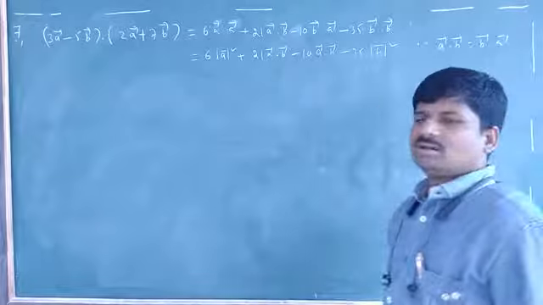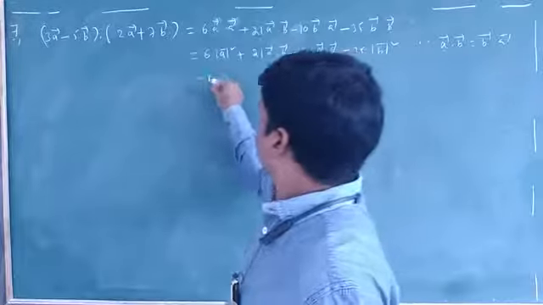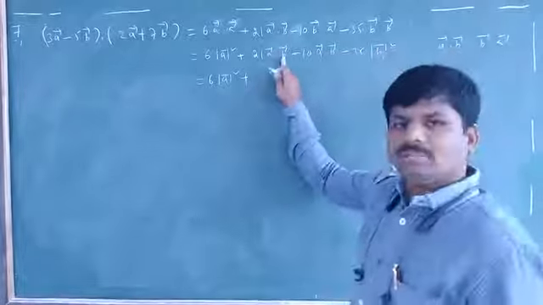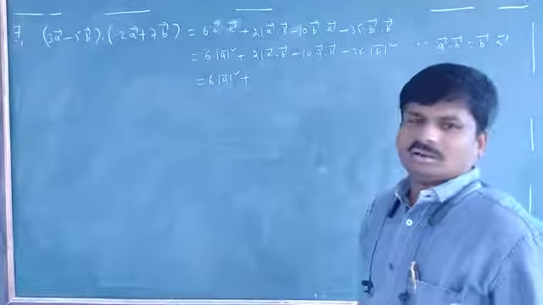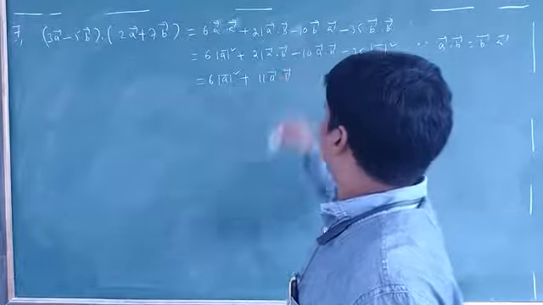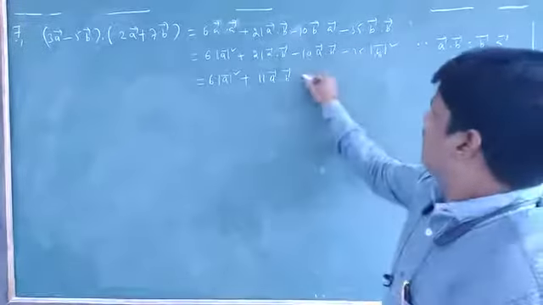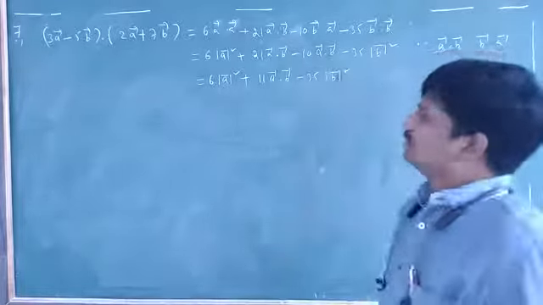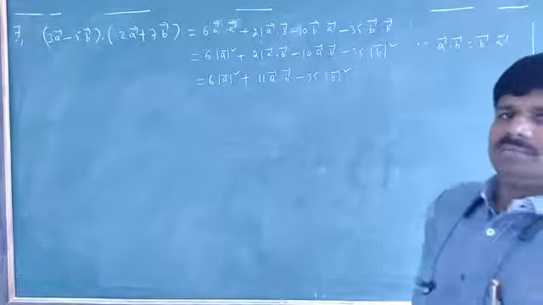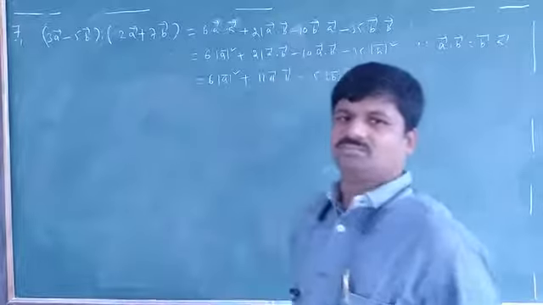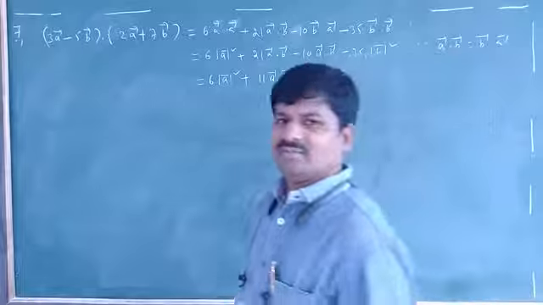And next, see: 6 mod a bar square plus 21 a bar dot b bar minus 10 a bar dot b bar, that is 11 a bar dot b bar, minus 35 mod b bar square. This much only. It is the product of these two vectors. Okay, it is question number 7.